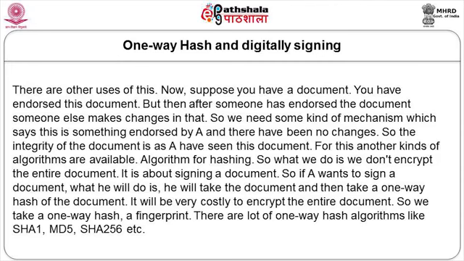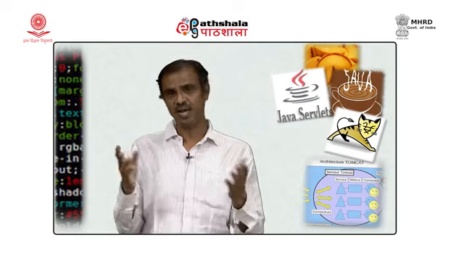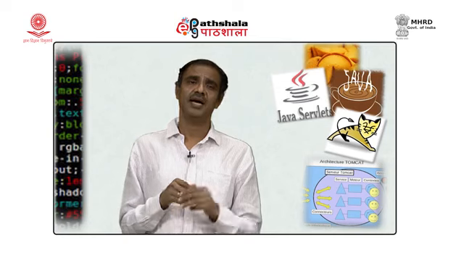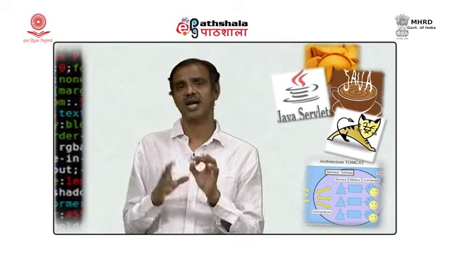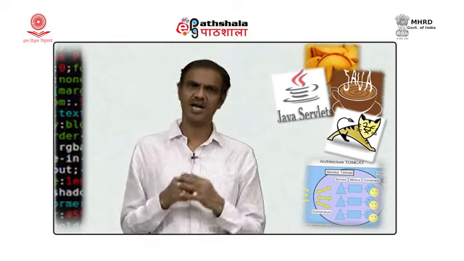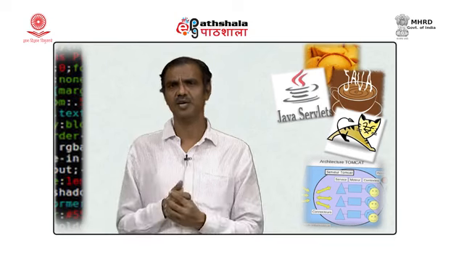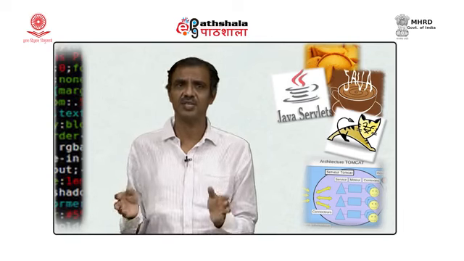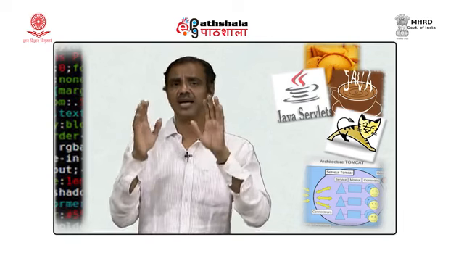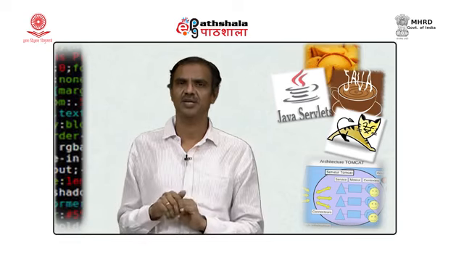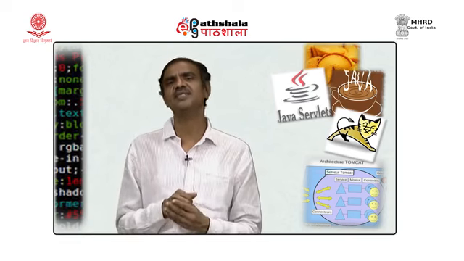Now, this key pair, there are other uses of this. Now you have something which is actually a document. You have a document and I have seen this document and I endorse this document. But then after someone has endorsed the document, someone makes changes in that, and I would like a mechanism which says, okay, this is something which was endorsed by A, and after that there has been no changes. Fine, the integrity of the document, as it was when A has seen the document.